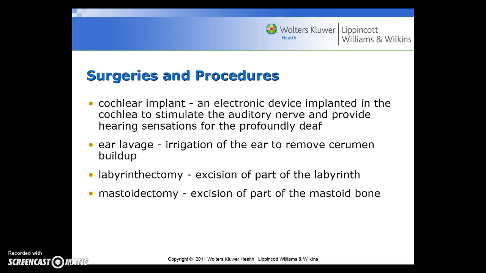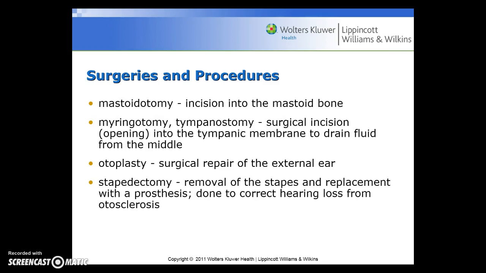Common surgeries and procedures: cochlear implant, that's an electronic device implanted in the cochlea, and it stimulates the auditory nerve, and it provides hearing sensations for the profoundly deaf. An ear lavage is when you irrigate the ear to remove the earwax or cerumen buildup. A labyrinthectomy is an excision of part of the labyrinth. Mastoidectomy is the excision of part of the mastoid bone. A mastoidotomy is an incision into the mastoid bone.